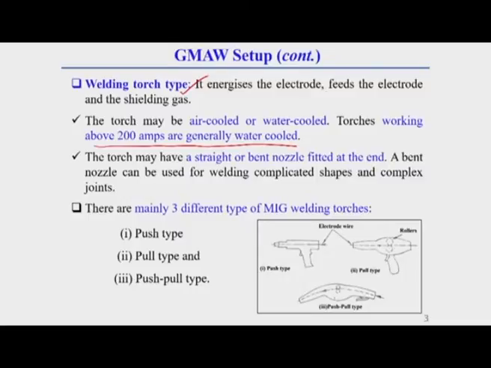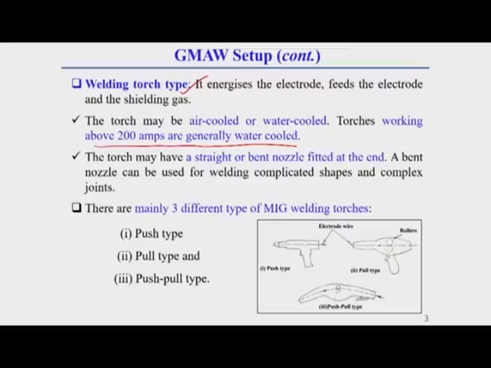Here one thing you should keep in mind: depending upon the cooling system, there are two different types of welding torch, one is called air cooled welding torch, another one is called water cooled welding torch. Depending on the feeding mechanism used in the welding torch, it is also further categorized into three different categories. One is called push type, another is called pull type, and the third one is generally a combination of push and pull type welding torch.